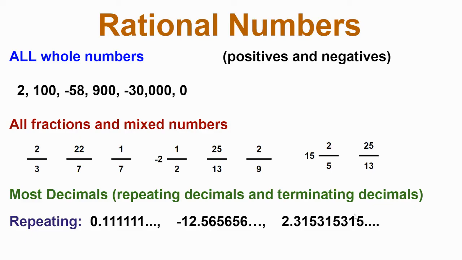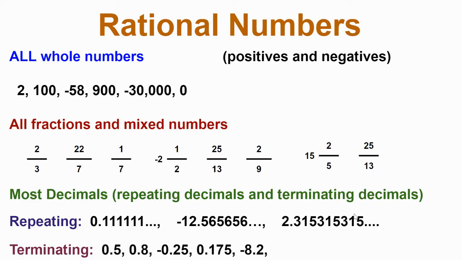Terminating decimals are just ones that end. If something terminates, it ends. So these are examples of terminating decimals. Any decimal that ends: 0.5, 0.8, 3.2, 7.6, negative 0.25, anything that's there, those are rational numbers.